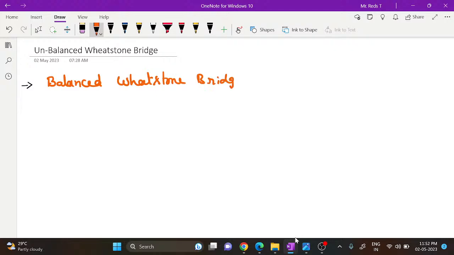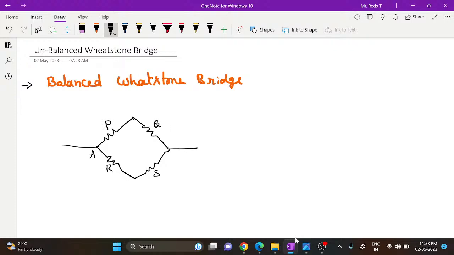See, if you have four resistors connected like this, so this is A. Four resistors P, Q, R, and S are connected between A and, let us say, C. Let us mark this as B, and this is D, so that A and C are connected to a cell or battery of EMF E volts, or V volts. Either way you can take.